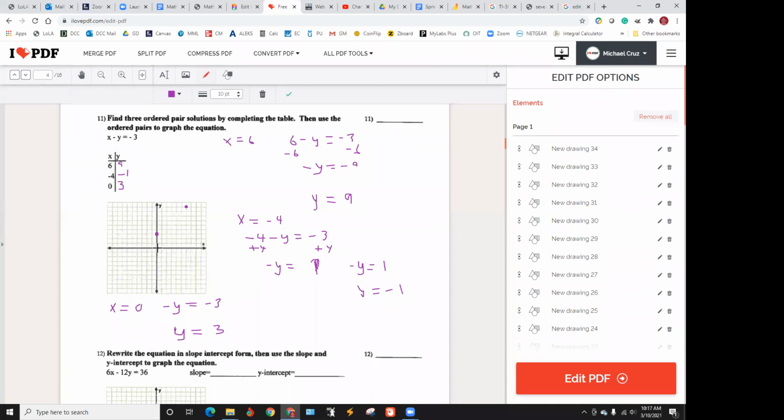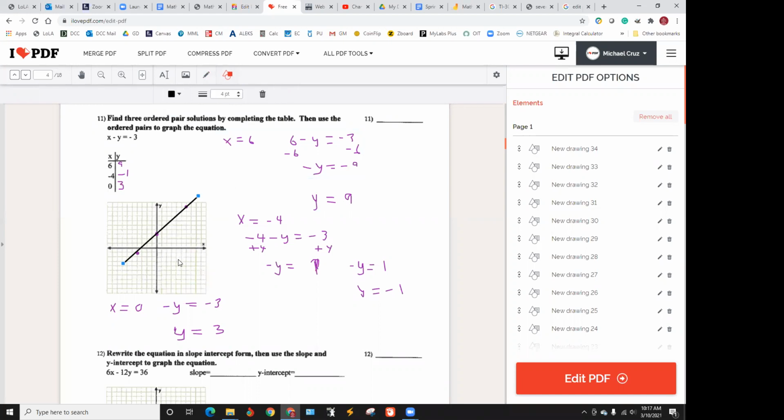And then the other one is -4. 1, 2, 3, 4. And -1. And that looks good. They're all straight in a line. Three points all in a line is a good thing because it tells you you've done things correctly.